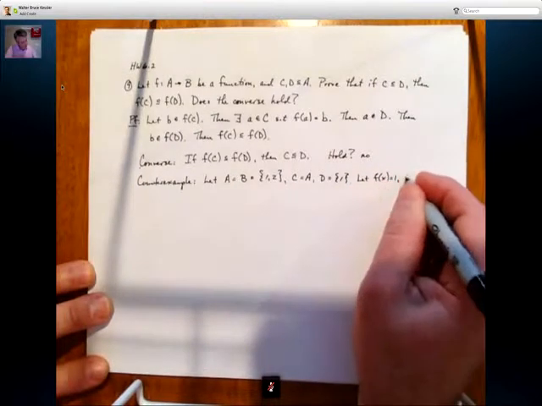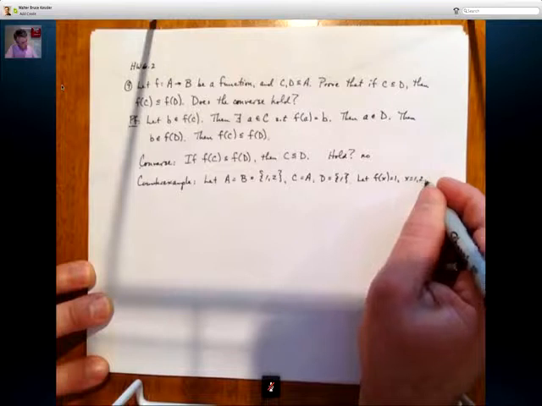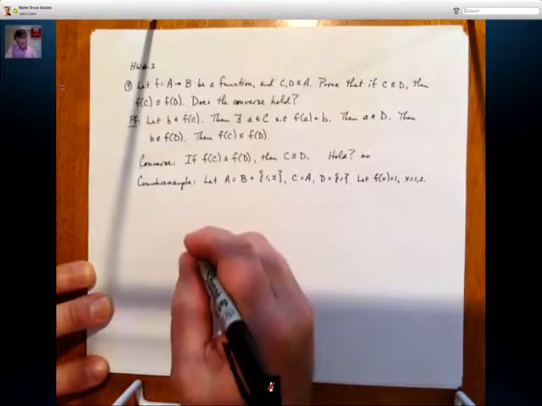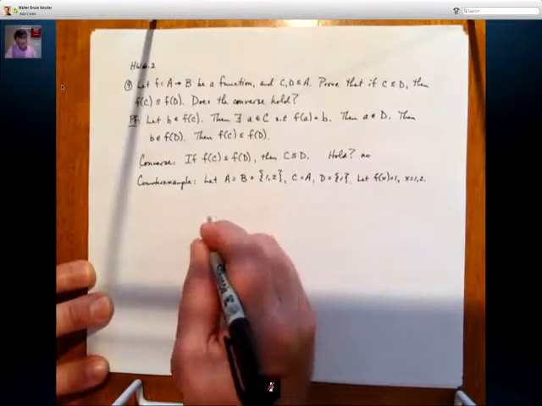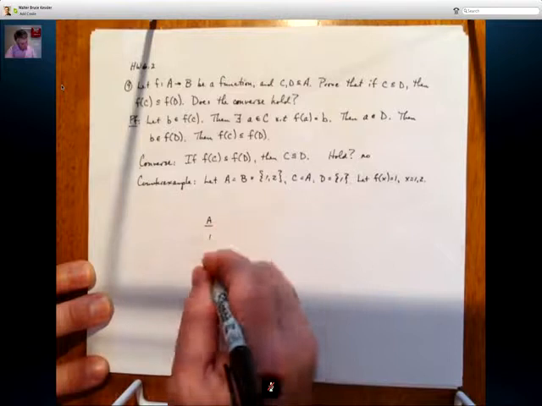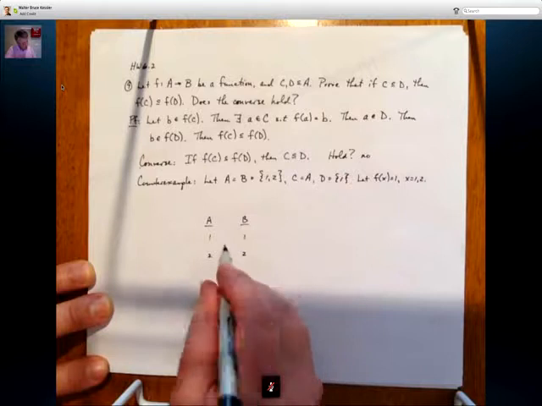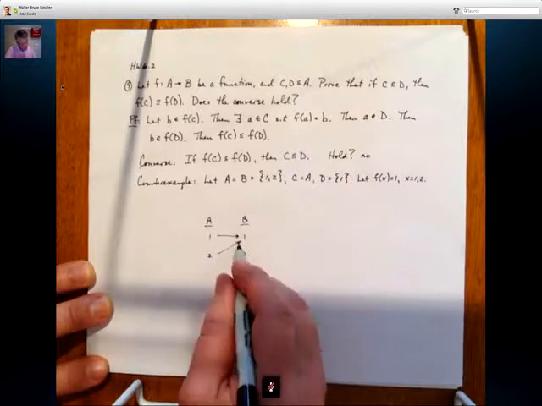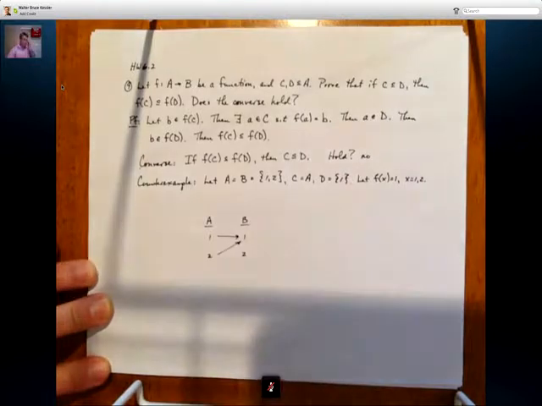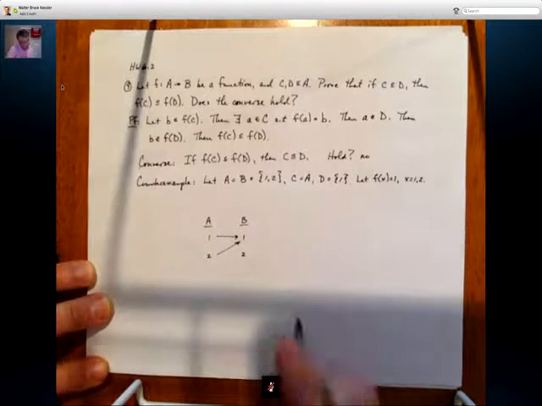Let f of x be 1 for both 1 and 2. So let me draw the picture. Here's A with 1 and 2. Here's B with 1 and 2. And everything is mapping to 1.